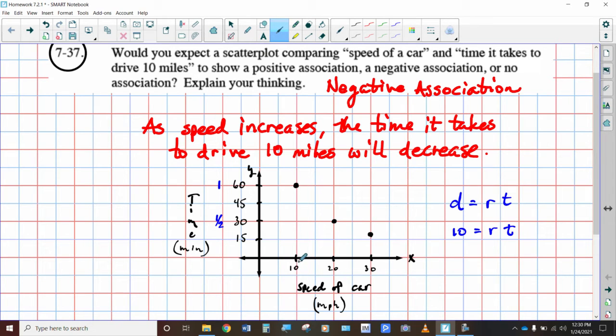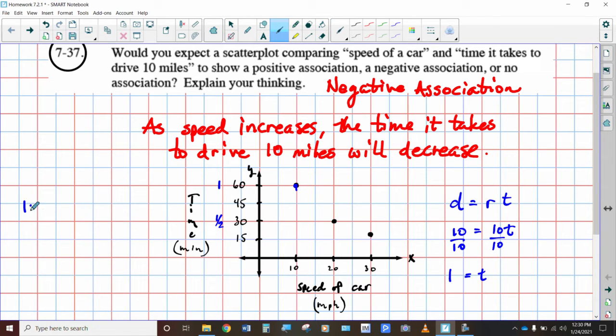So if you're traveling at a rate of speed of 10 miles per hour, wait, hold on for a second. The distance is there. Your rate of speed is going to be 10 miles per hour. So when we solve for t, that means that t is going to be equal to 1 hour, which is the same as 60 minutes. So we would plot that point right there. Okay. Now let me leave that there.